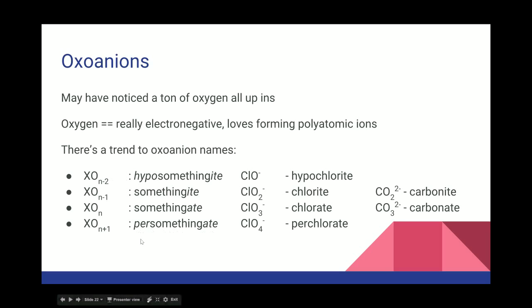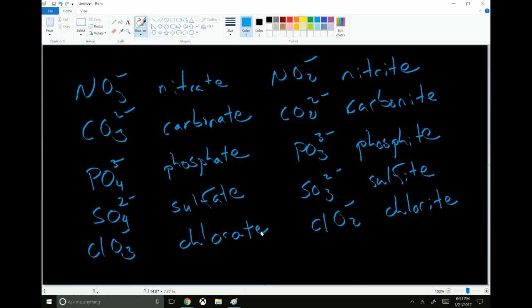So here is an example of a full series of oxoanions, the chlorate series. So hypochlorite with 1 oxygen, chlorite with 2, chlorate with 3, perchlorate with 4. Coming over here, nitrate and nitrite are the only two for that series. Carbonate, carbonite are the only two for that series. Phosphate, phosphite, sulfate, sulfite are the only two for those two series.